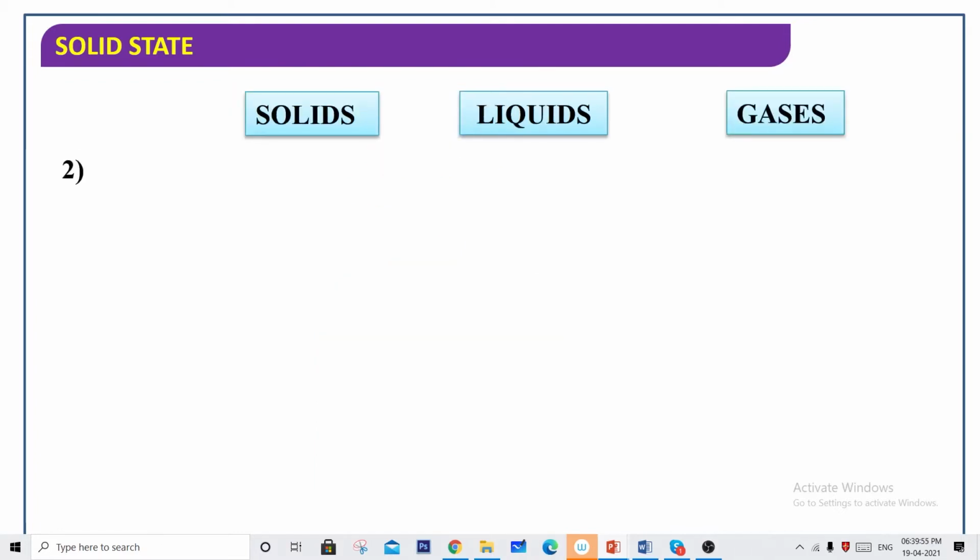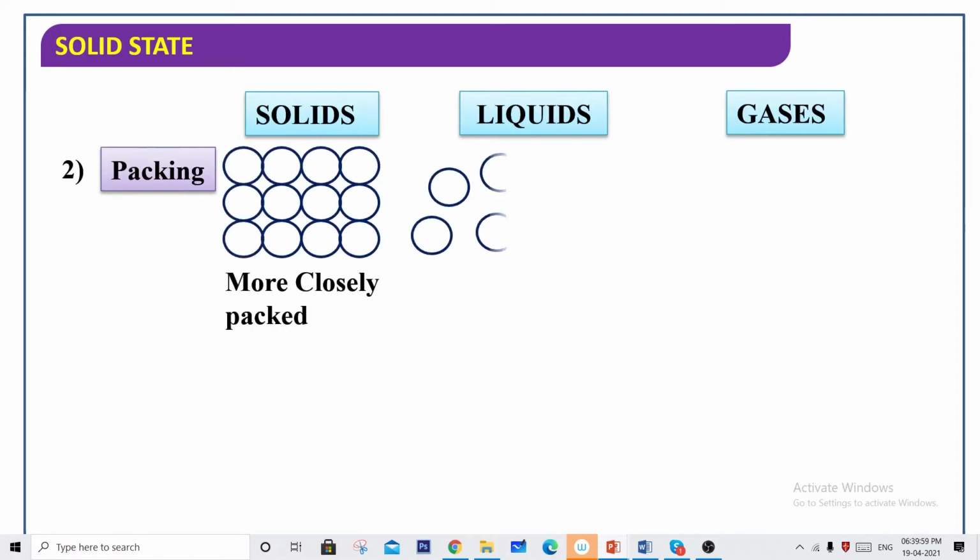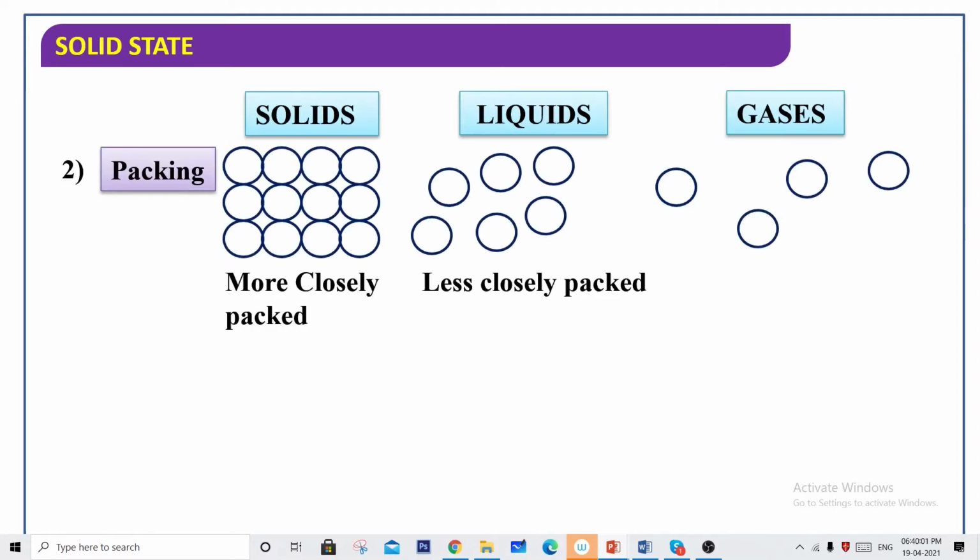Definite shape. And if you compare these three states, packing, can you say it like this? Very close packing in case of solids, very loose packing in case of gases, and some intermediate packing in case of liquids. Yes, sir.